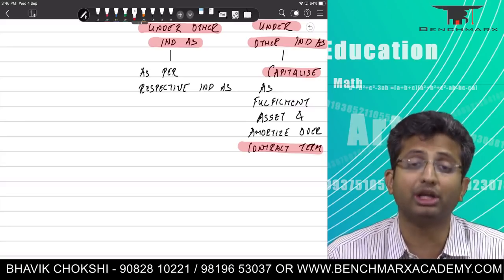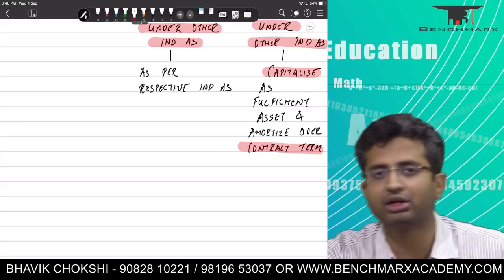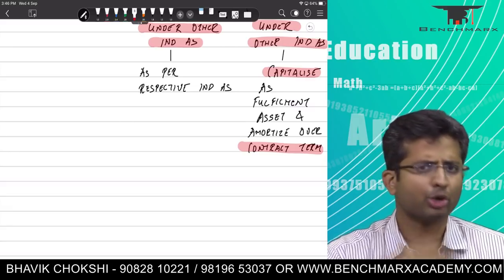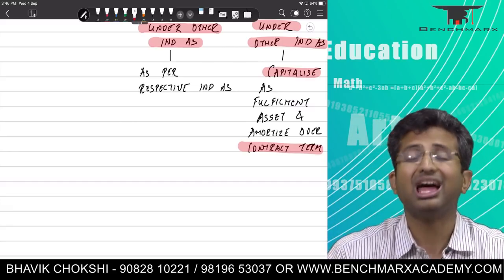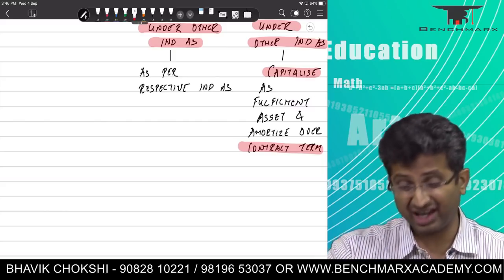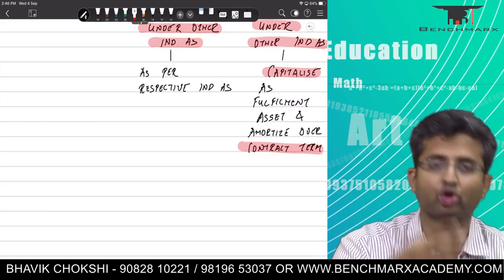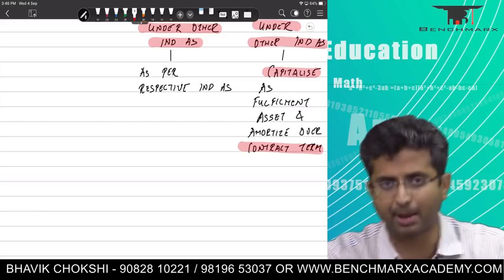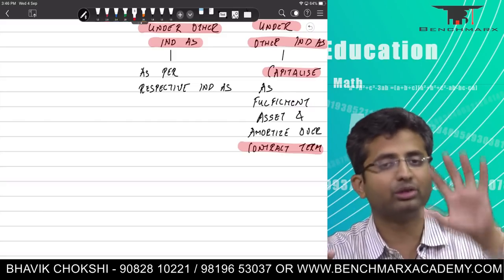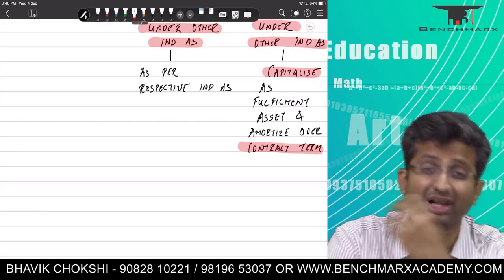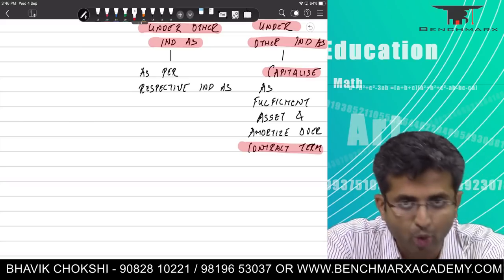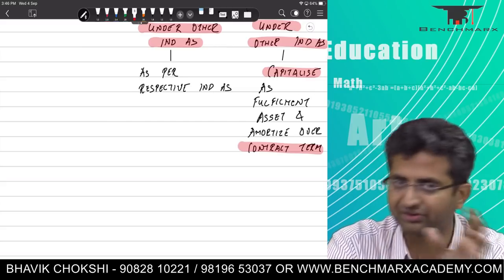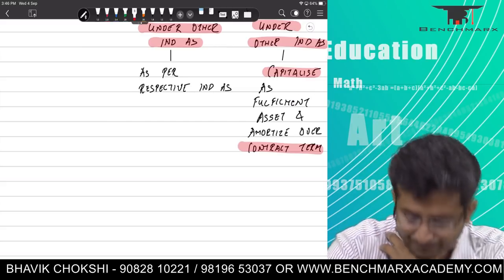It will also include the renewal period if it is likely that renewals are going to happen. So basically, contract cost you divide between contract procurement and fulfillment. If it is a procurement cost, if it is incremental in nature, then it is procurement, in which case you will capitalize and amortize. If it is fulfillment, you will see if it is covered under a respective standard. If yes, you will do the accounting as per the respective standard. If no, then you will show it as a fulfillment asset and defer it over the contract term.